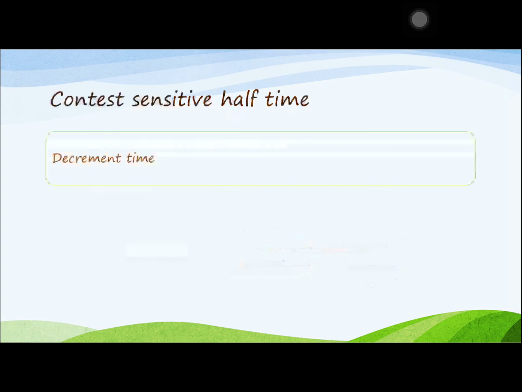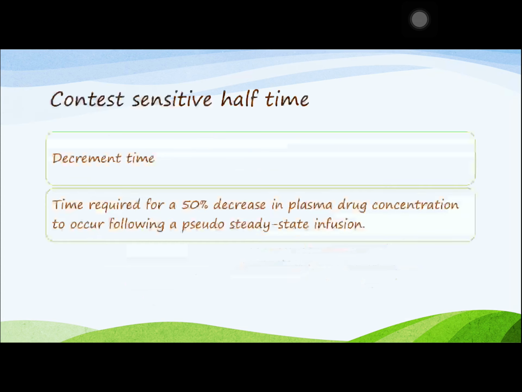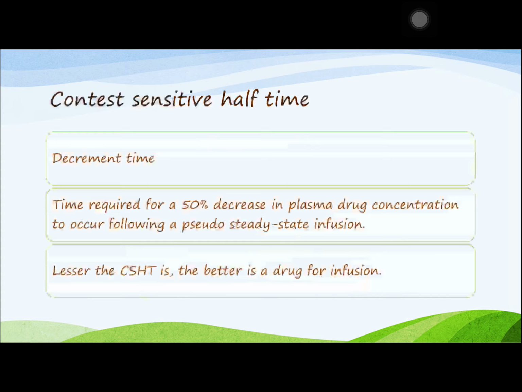Context-sensitive half-time is a decrement in time. This is the time required for a 50% decline in plasma drug concentration after an infusion has been stopped. The lesser the context-sensitive half-time is, the better is the drug for infusion.